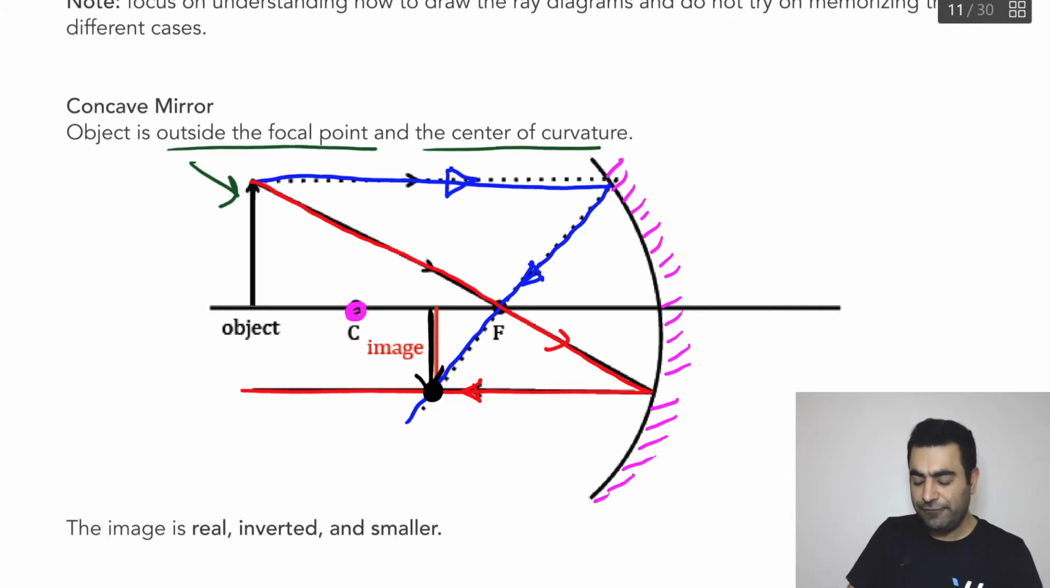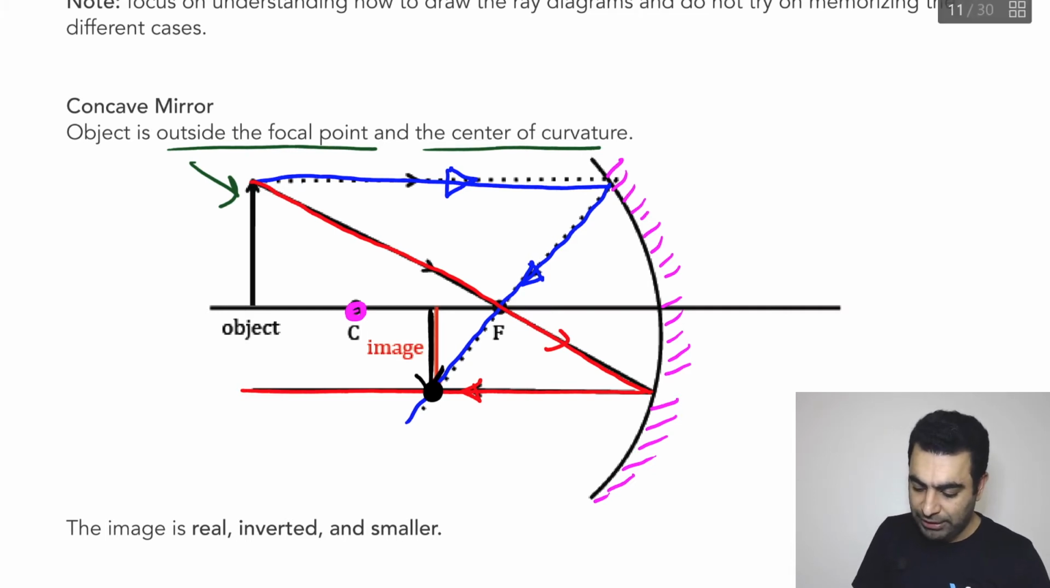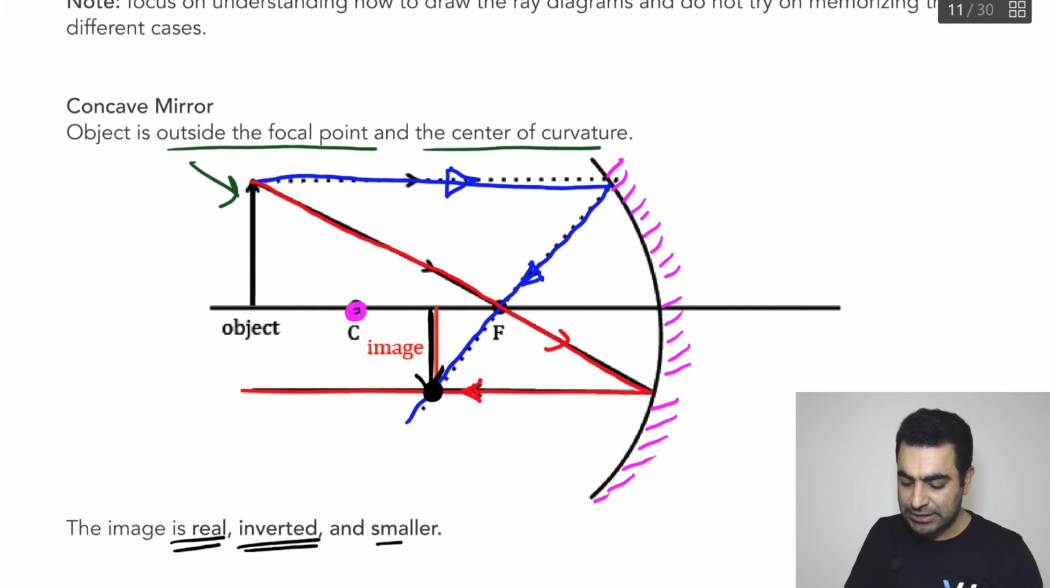Now from the picture, first of all, the image happens to be between F and C. Second of all, it is going to be inverted with respect to the original object. And as you can see from the picture, it would be smaller. Let's talk about being real or virtual. Because this image is formed by the actual two rays hitting, in that case, we have a real image. That's why we have a real image, which is inverted and is smaller.